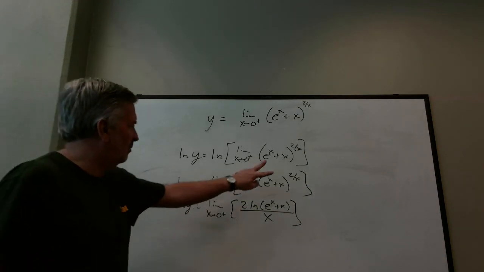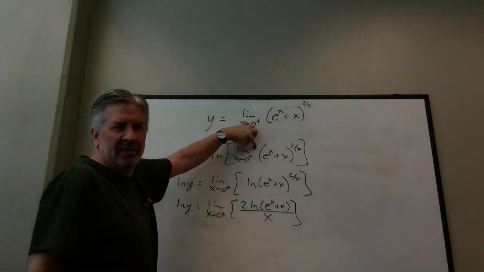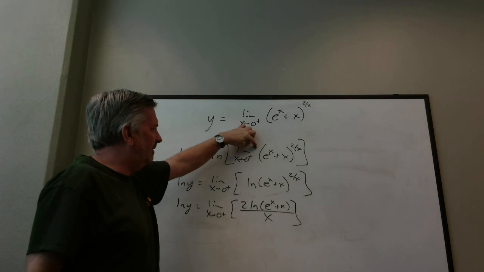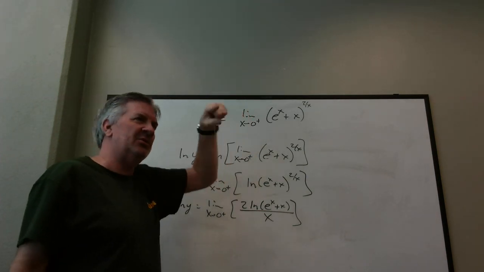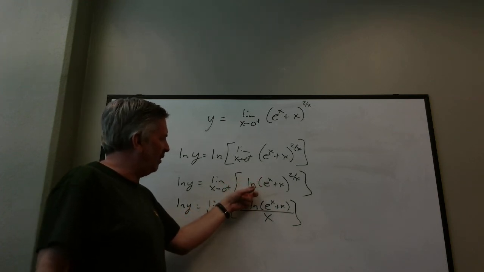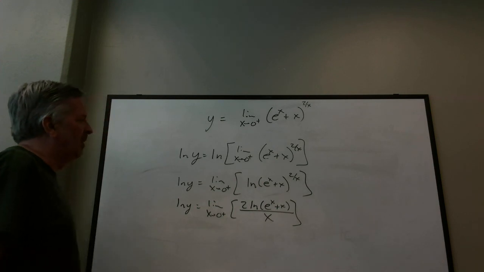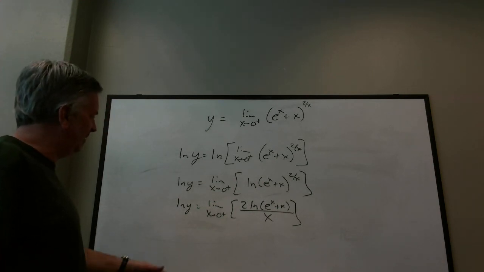Okay, so again, why did I introduce the natural log? I can't just bring the 2 over x down in front, right? If you have x squared, that's not the same as 2x. You can't just bring down the power because you want to. But when you put log out front, a log property says log of base to the power, you can bring the power down.